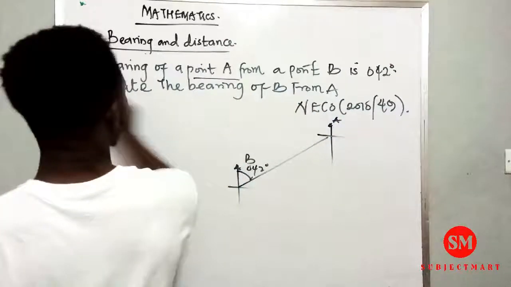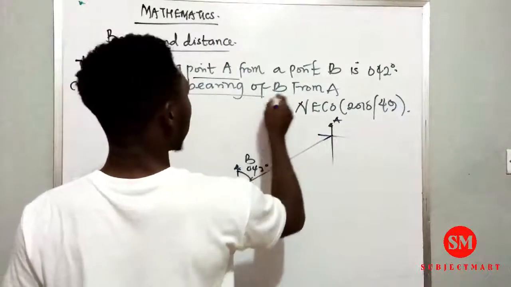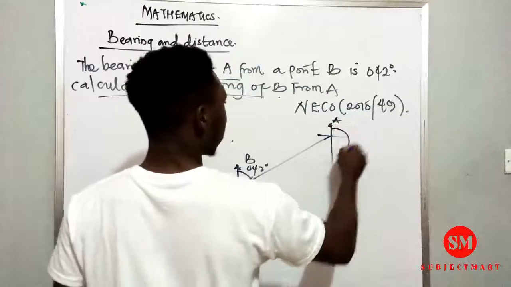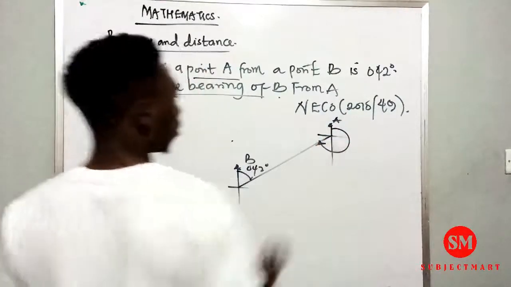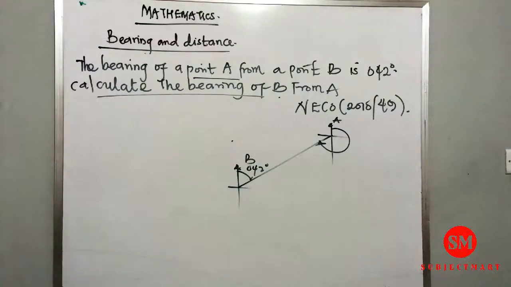Now they said, calculate the bearing of B from this point A. So what they asked us to do is to calculate this. This is a NECO question, 2010, question number 49.